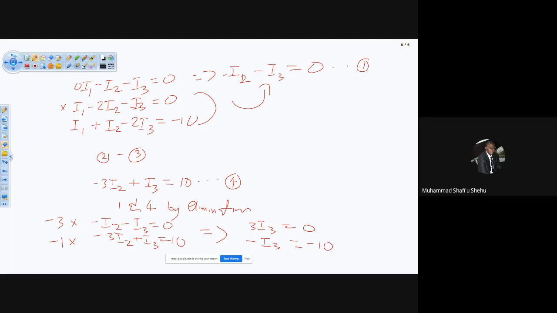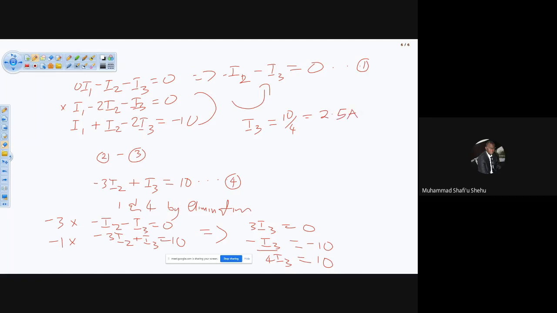So by elimination, 3I3 minus I3 is going to give us 4I3 equal to 0 minus minus 10, which is just 10. So we divide all through by 4, and we have 10 over 4, which is equal to 2.5 ampere.